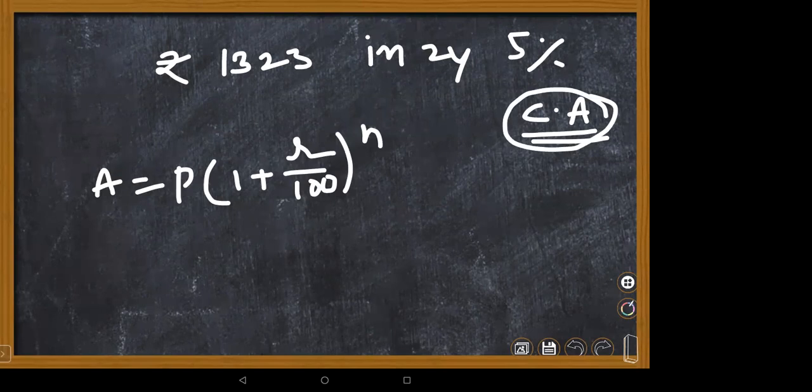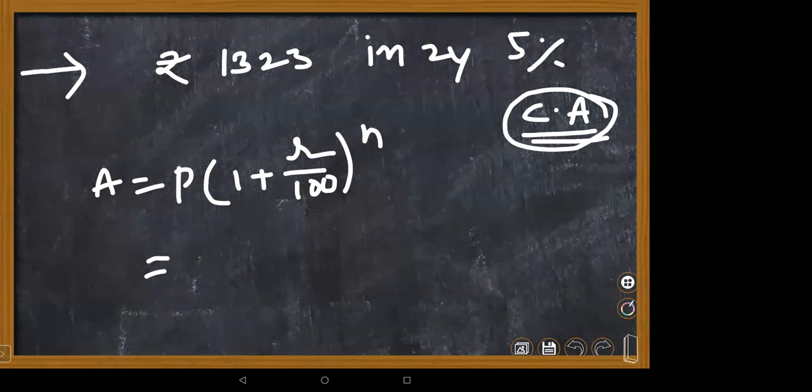Ma'am, if it is 2.5 years, ma'am, simple interest, not compounded. No, my question is a general example I'm taking for your understanding. What amount of money should Mohan invest in the bank in order to get 1323 in 2 years at the rate of interest 5% compounded annually? So what should you do here? Amount you are supposed to calculate.